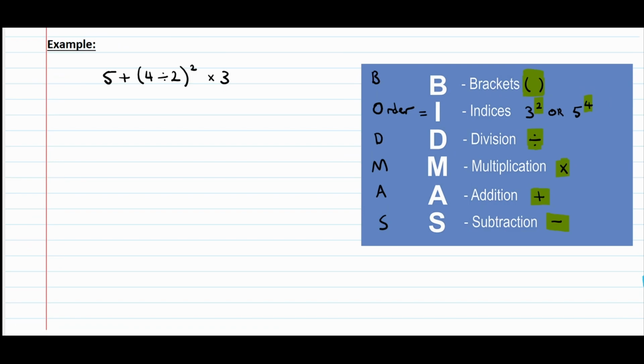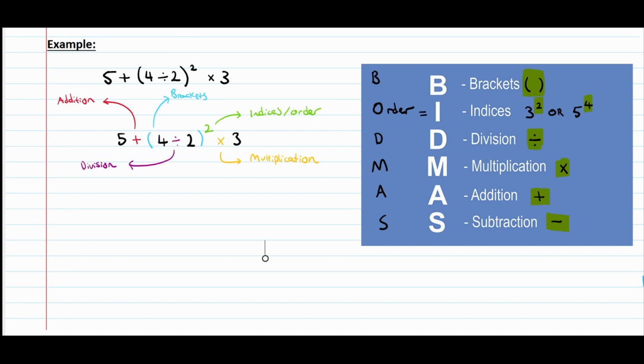So right now I have a problem right here. 5 plus, in brackets, 4 divided by 2, close brackets, squared, times 3. With this problem, we first need to identify what operations are there. And I've got the BIDMAS table on the right, what they stand for, and the order of how we solve things. Now first, let's identify the operations involved.